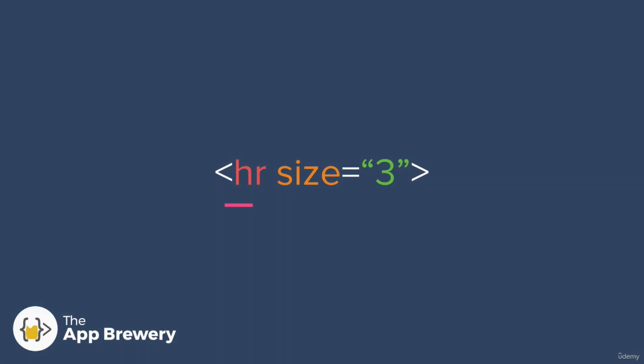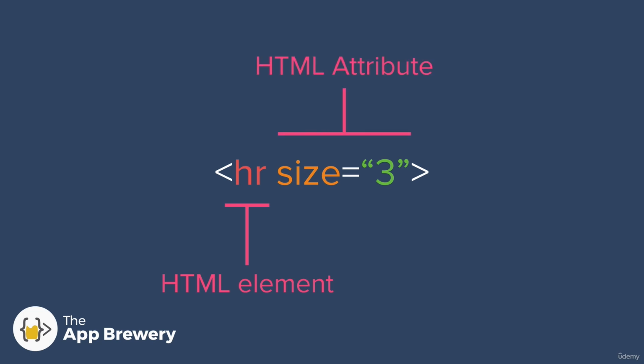Now we know that the first part of the tag is the HTML element, and it's BR or HR, whatever it is that you want to use. Now the second part inside the angle bracket, or inside our tag, is new, and this is called an HTML attribute. It basically gives more information to the browser to specify modifications to that HTML element. So in this case, we're saying that we want a horizontal rule, but we want it in size 3.